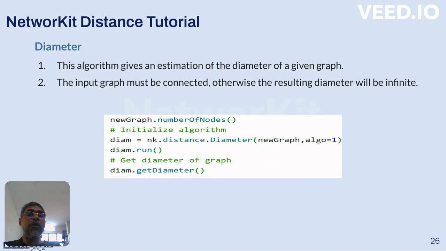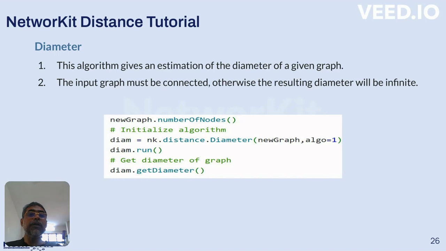NetworKit also has this facility of finding the diameter of the graph. This algorithm gives an estimation of the diameter of the given graph. In the second part of the tutorial, I'll show the computation of radius, diameter, and eccentricity. That will come later. The input graph must be connected, otherwise the resulting diameter will be infinite.